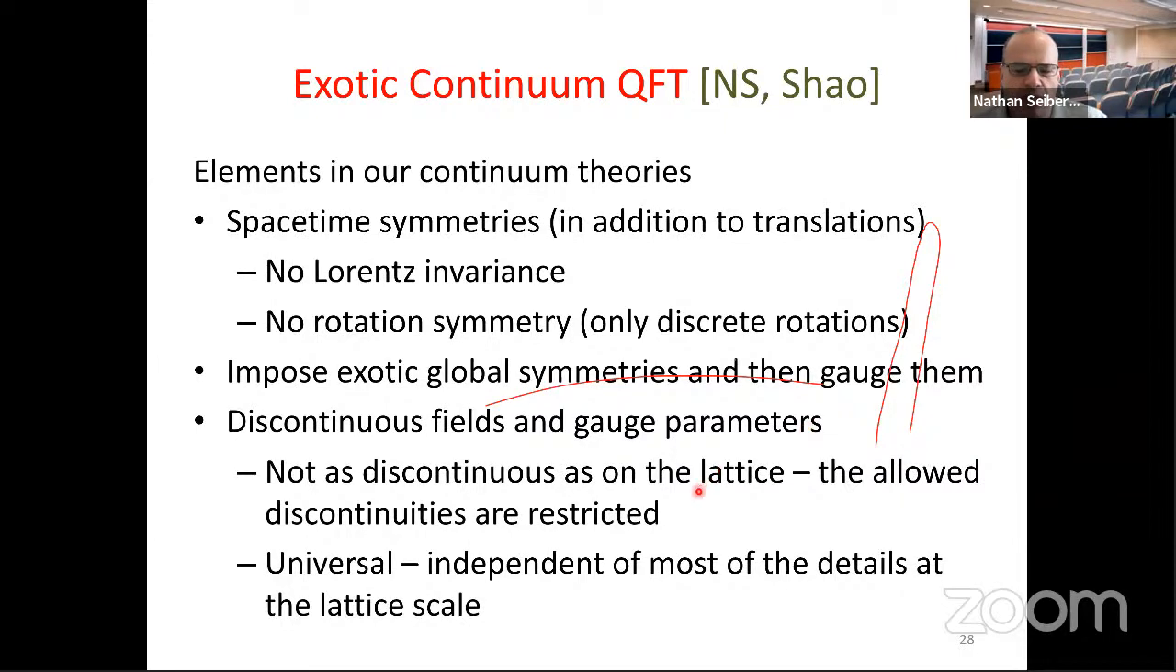Things are more continuous than on the lattice, or not as discontinuous as on the lattice, but they are more discontinuous than what we normally do in field theory. And yet the answers are universal in the sense that they are independent of most of the details of the lattice, but not all of them.